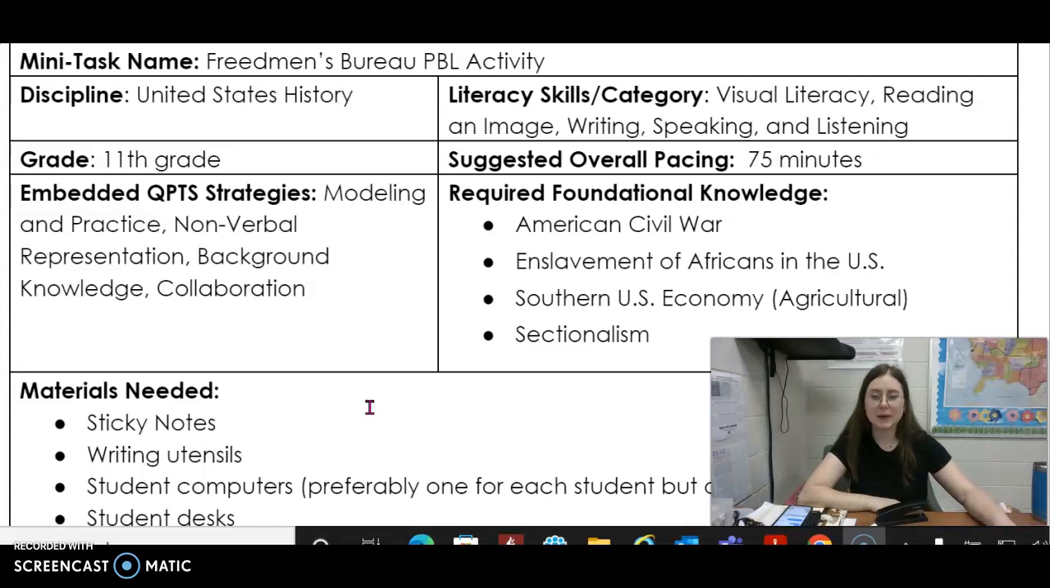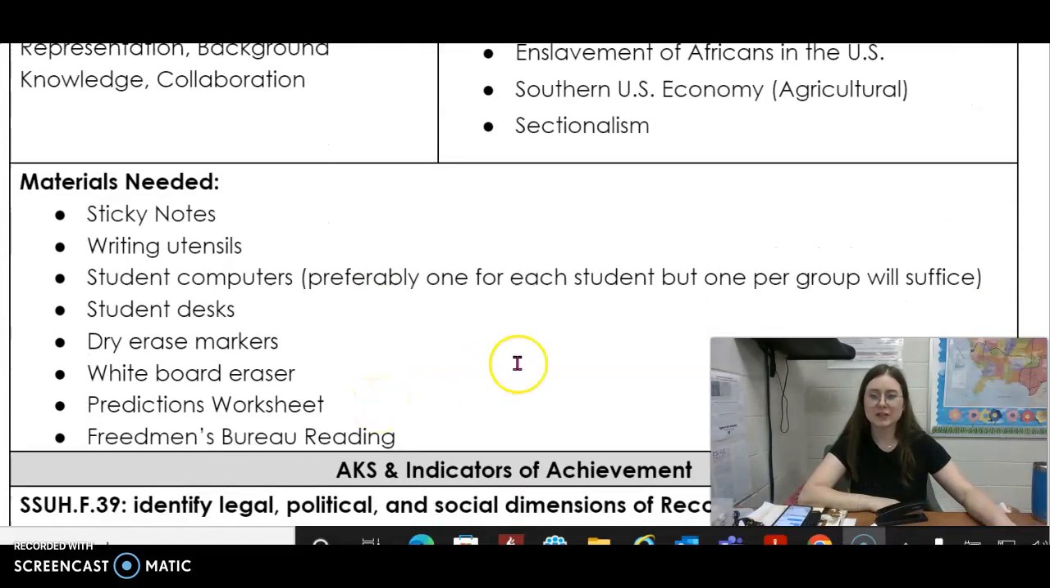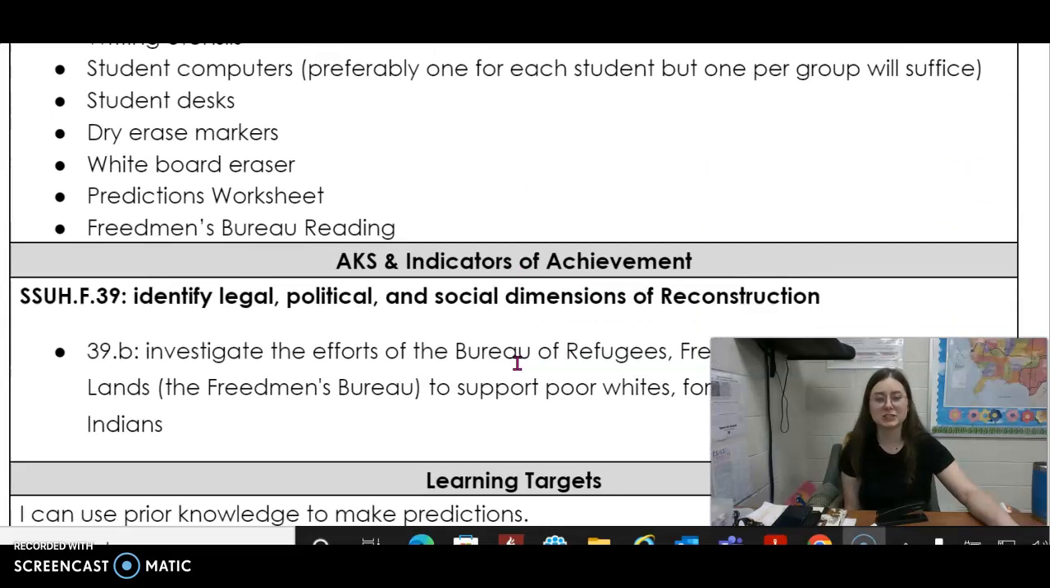The materials that are going to be needed for this activity include sticky notes, writing utensils such as pens and pencils, student computers. Most districts around me are one-to-one, so every student has a Chromebook that they're issued, but students will be working in groups, and as long as each group has one computer, a classroom can get by with around 5 to 10 computers. Student desks, dry erase markers, a whiteboard eraser, predictions worksheet, and Freedmen's Bureau reading. The worksheet and the reading, both of which are provided in the lesson materials.